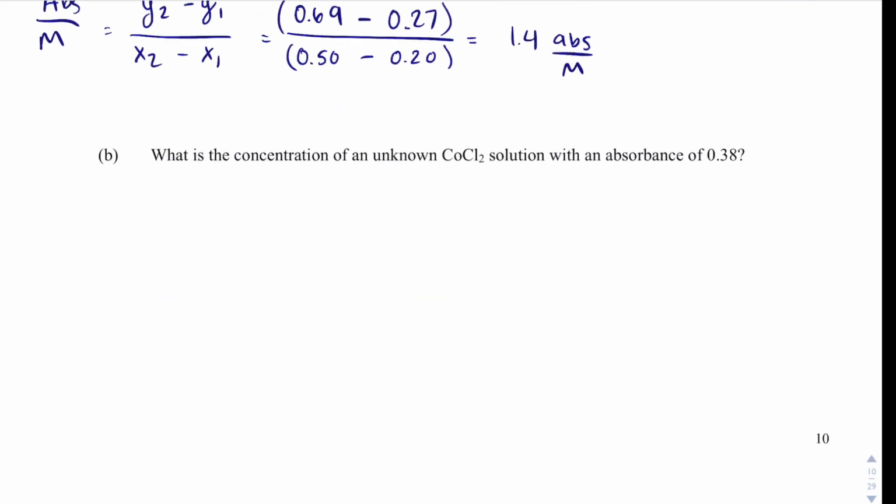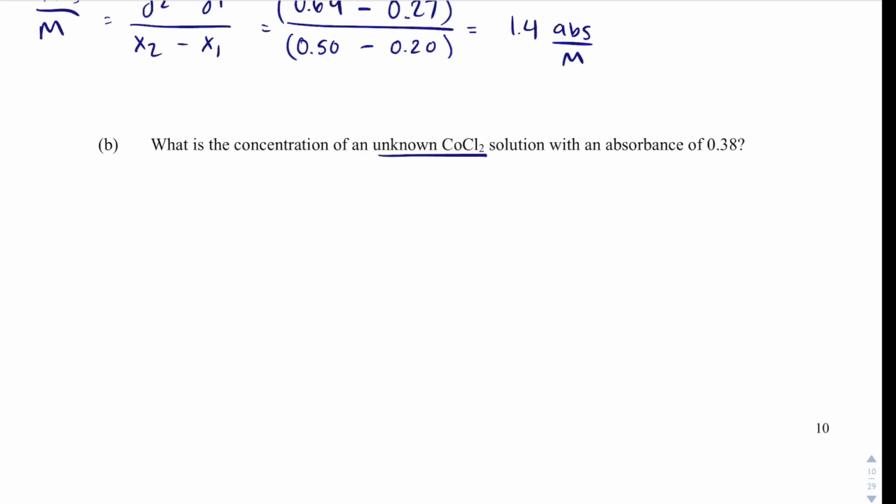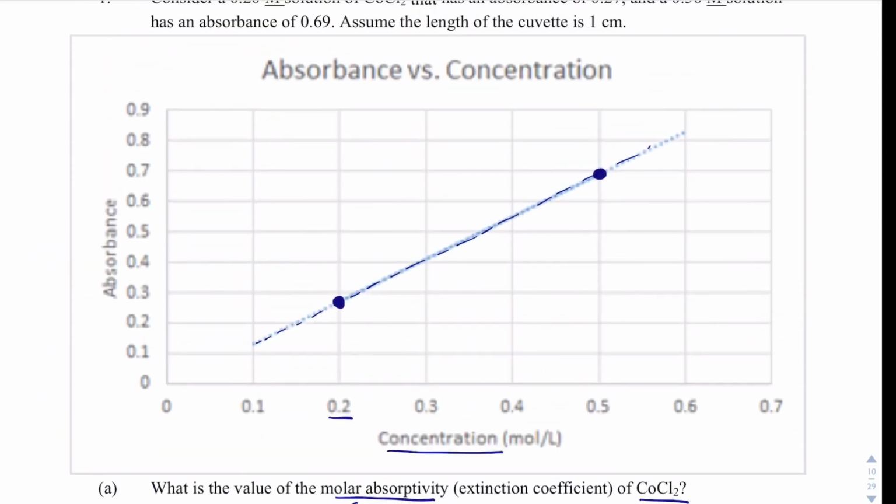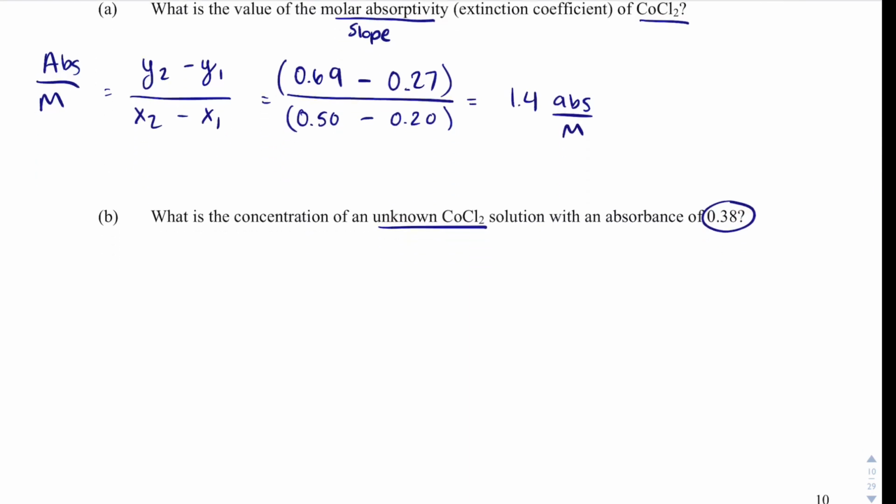So now they say we have an unknown cobalt 2 chloride solution, and it's got an absorbance of 0.38. So watch what we can do. We could say, oh, here's about 0.38. And when I plug this in, just eyeballing it, we should get about 0.272826, something about that for the concentration. But watch what we can do that's even better.